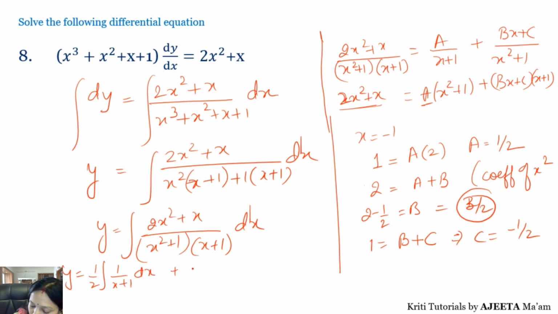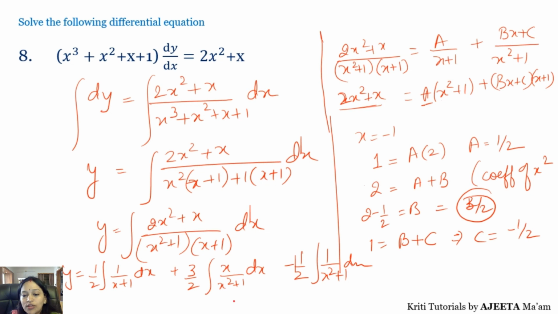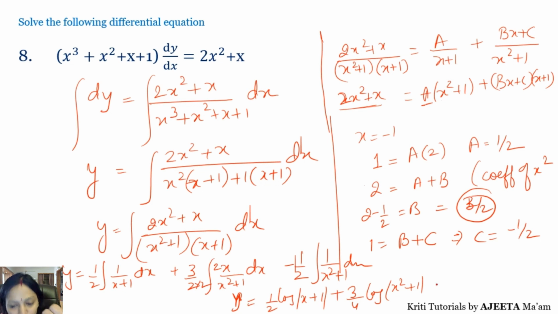b का वैल्यू क्या है? 3/2, x upon x square plus 1. और c का वैल्यू क्या है? माइनस हाफ, x square plus 1. Correct? Now let's do the final step. So y is half log x plus 1 plus 3/4 log of x square plus 1. The 3/2 we will multiply and divide by 2 so that we can directly substitute.